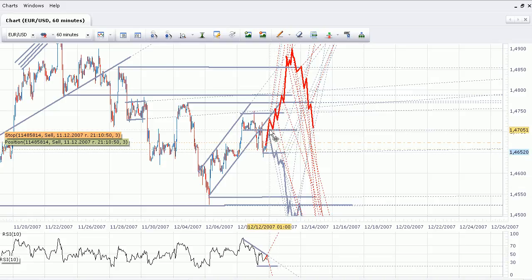On the other side, if our price closes above 1.470304, then we should consider buying this currency pair with, again, tight stops, depending on the lot size that you're trading with, probably 30 to 40 pips below your entry position.